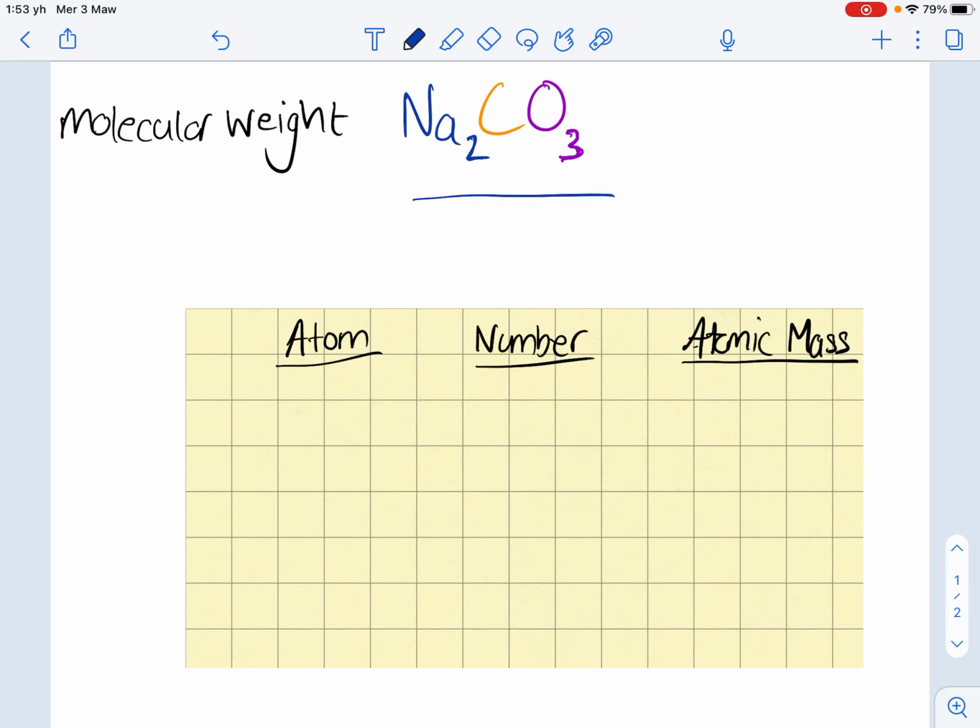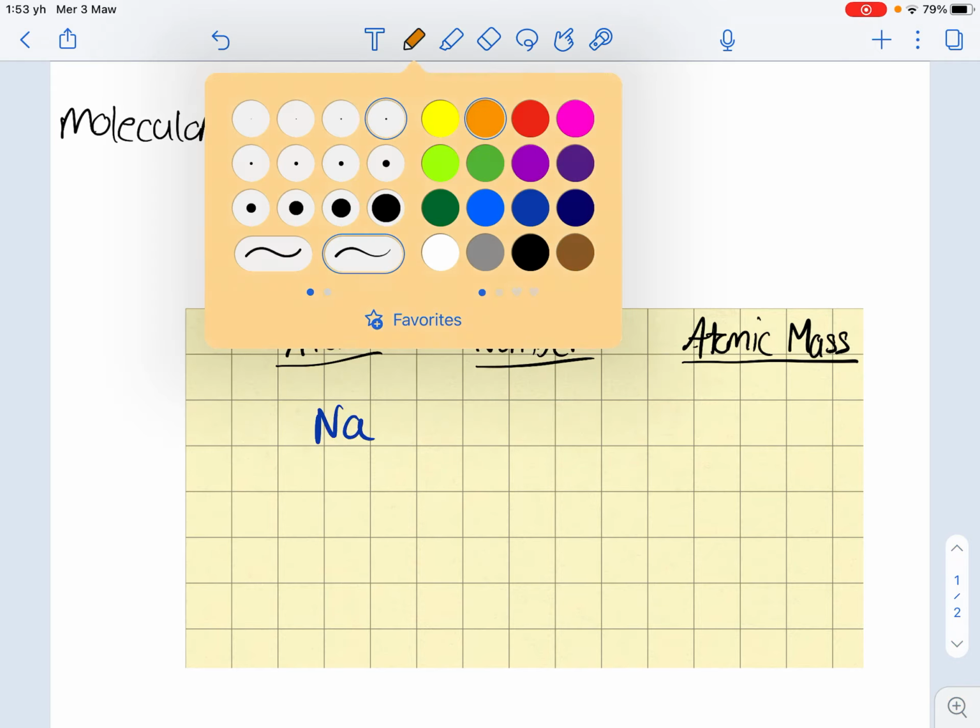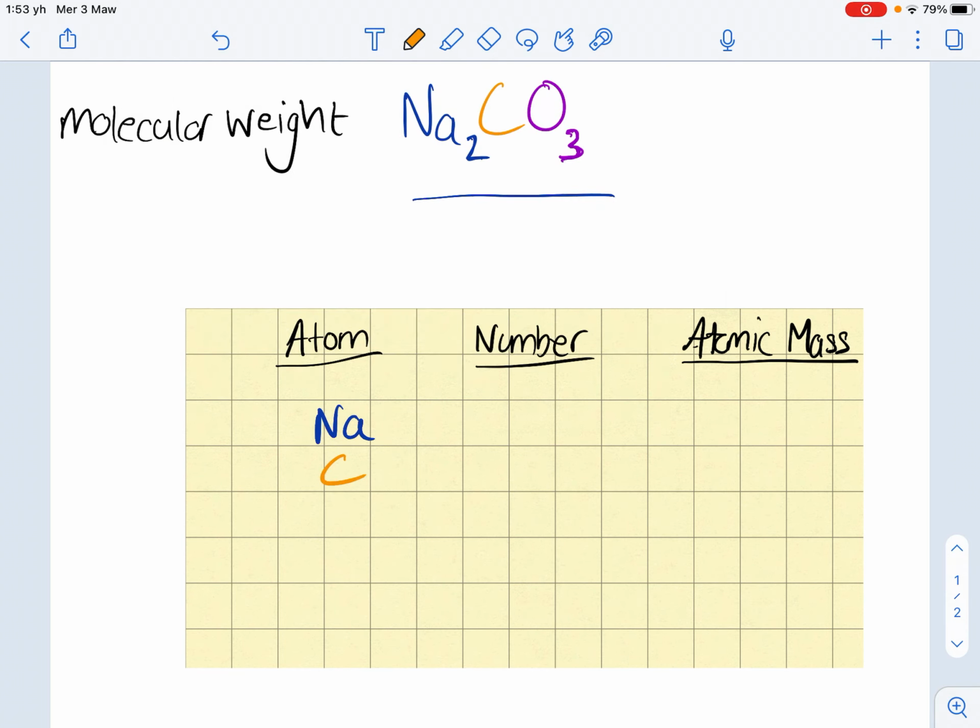and we need to look at the different types of atoms, so the different elements that make up this compound. So we can see that we have a sodium in there. We also have a carbon atom, and we have some oxygen atoms as well.